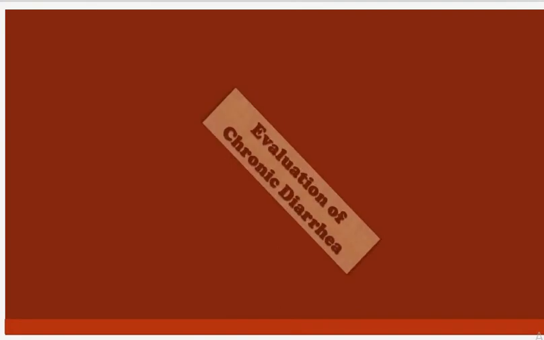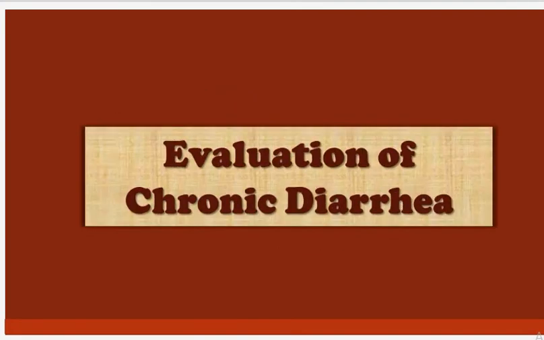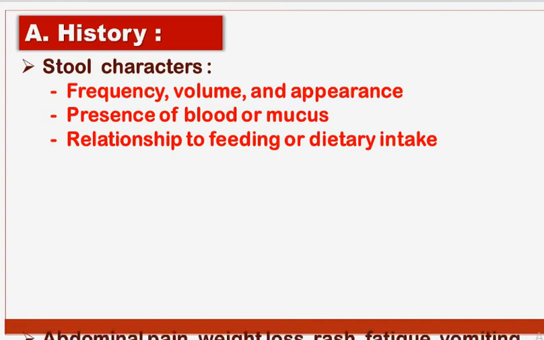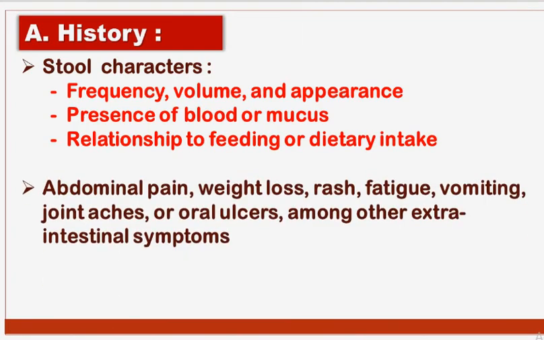Now, how do we evaluate the patient with chronic diarrhea? Of course, we have the cornerstone, which is the history. In the history, it is important to focus on the stool characteristics: its frequency, the volume, and appearance. Presence of blood or mucus, because it may indicate an inflammatory cause or nature. Relationship to feeding or dietary intake, like if we talk about lactose intolerance or about allergic enteropathy. Presence of gastrointestinal symptoms like abdominal pain, weight loss.